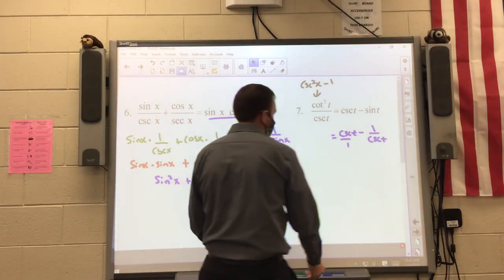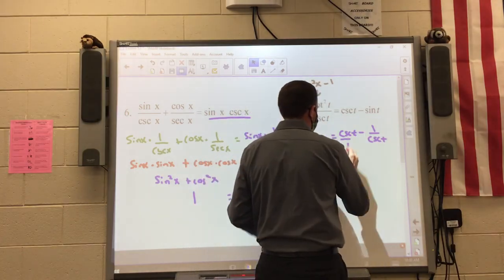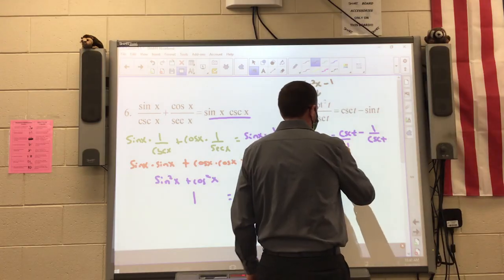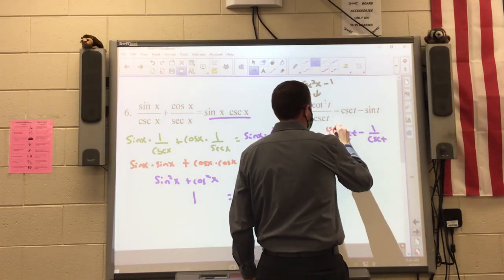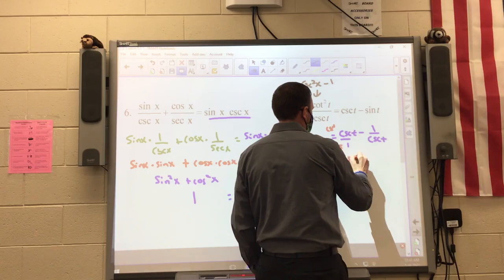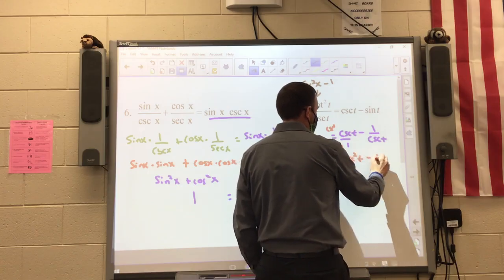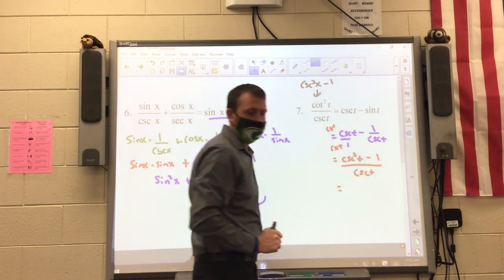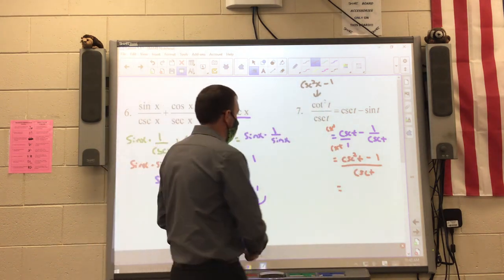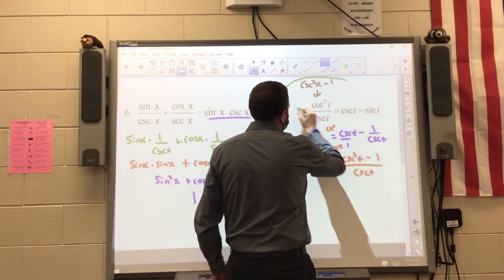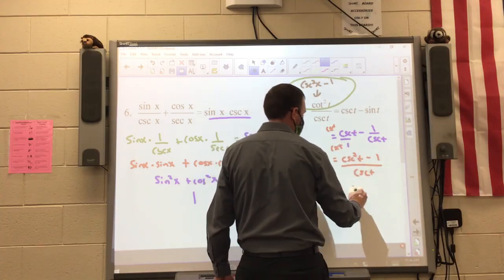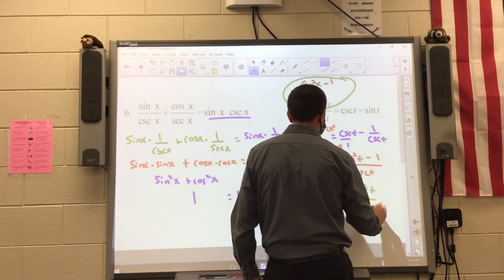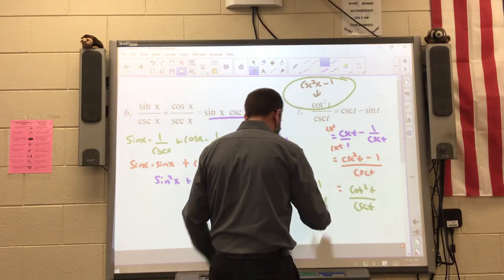Well, now I don't have a common denominator. So I have to multiply the top and bottom by cosecant so that I can add it together. If I multiply top and bottom by cosecant, I'd have cosecant squared minus 1 all over cosecant. Well, that brings in what I had here. Cosecant squared minus 1 is cotangent squared, and what I wanted to get was cotangent squared divided by cosecant.